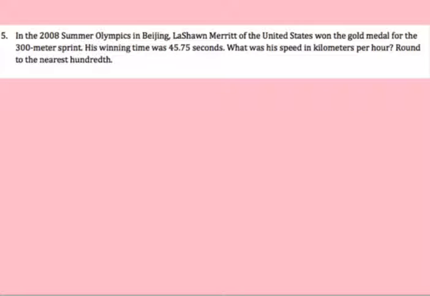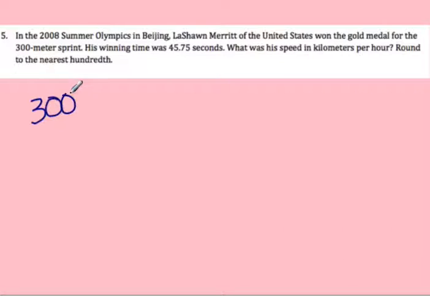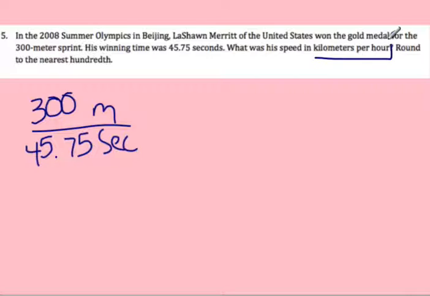Let's take a look at number 5. So it says in the 2008 Summer Olympics in Beijing, LaShawn Merritt of the United States won the gold medal for the 300-meter sprint. So he went 300 meters in 45.75 seconds. So they want to know his speed in kilometers per hour. So the first thing I need to do is convert meters to kilometers.